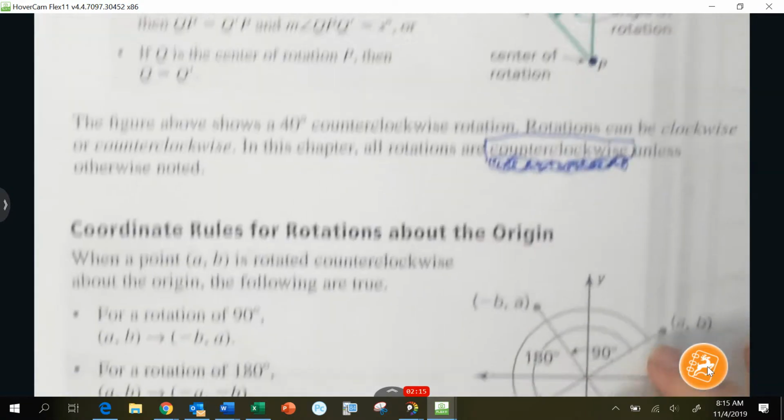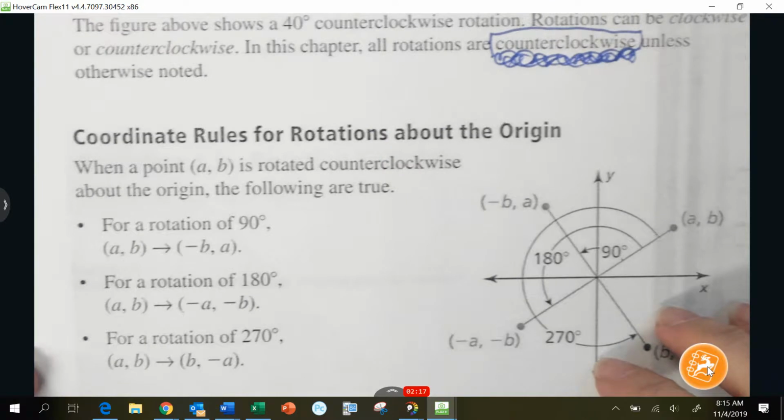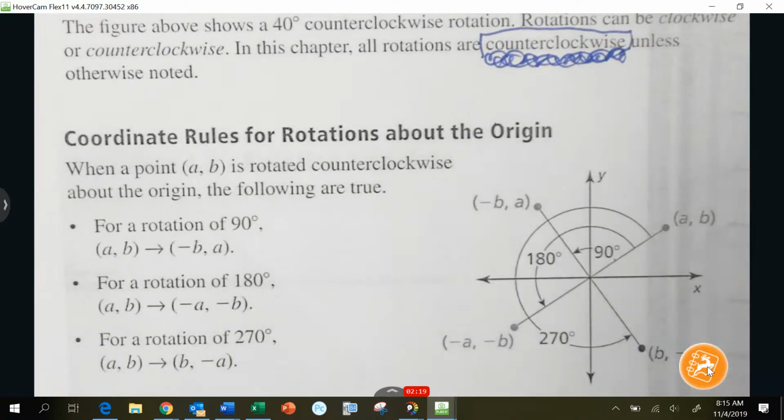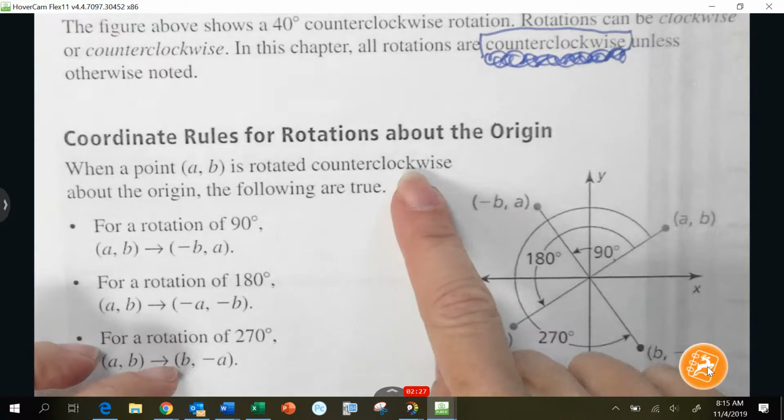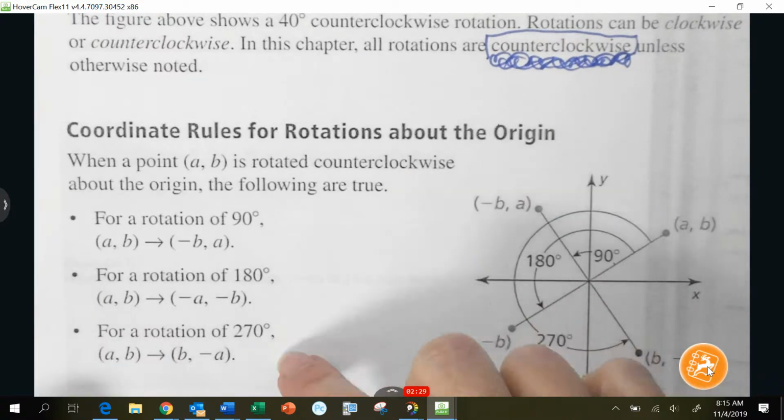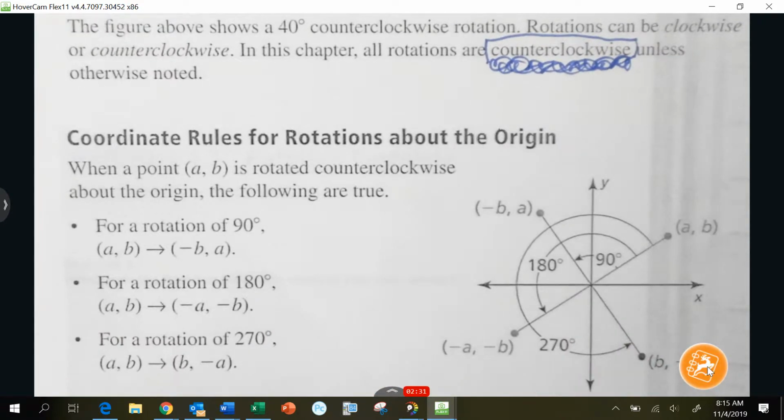So we have coordinate rules. You guys were supposed to figure out coordinate rules, but you were finding them for 90 degrees clockwise, or 180 degrees clockwise, 270 degrees clockwise. These are the given rotations for counterclockwise. So these would be the ones that you use for your assignment today. Do we need to go over them?